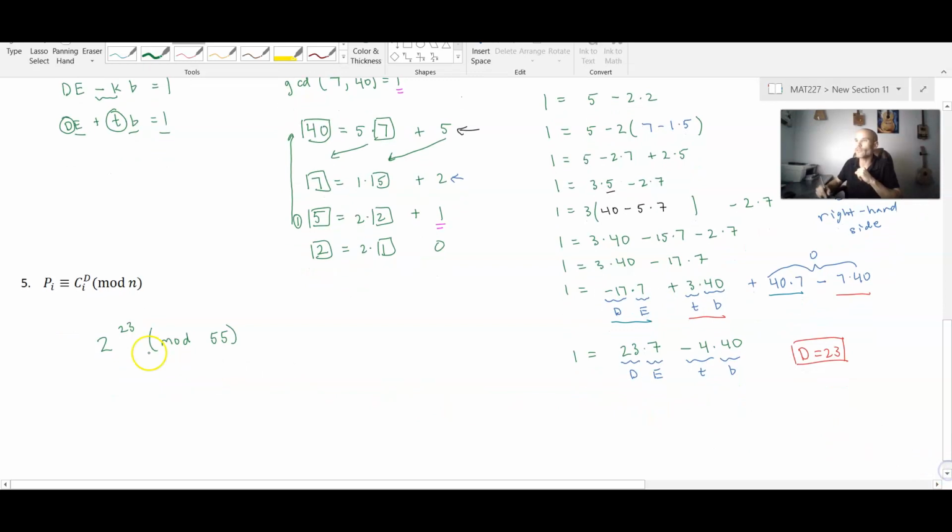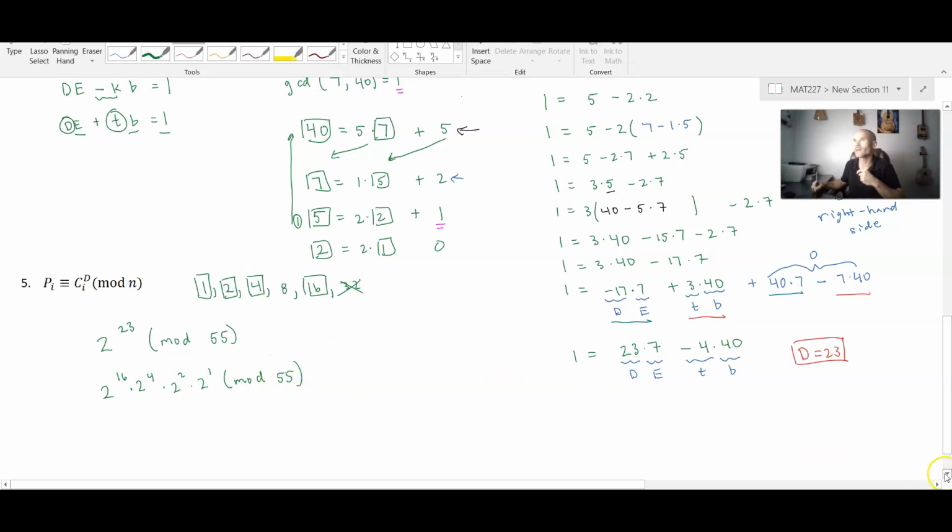All right, so 23 is not a binary value, so let's just write out a few powers of 2. So 1, 2, 4, 8, 16, 32. Oh, wait, that's too big. So I know that 23 is going to include 16. Can't add 8 to it, that'll give me 24. Plus 4 will give me 20. Plus 2 will give me 22. Plus 1 will give me 23. So I'm going to rewrite 2 to the 23rd as 2 to the 16th times 2 to the 4th times 2 squared times 2 to the 1st, and compute that mod 55.